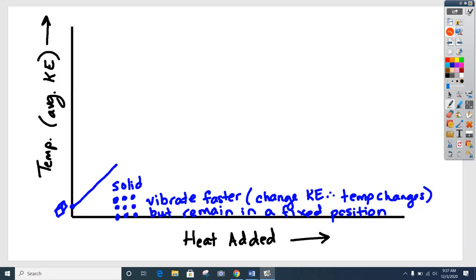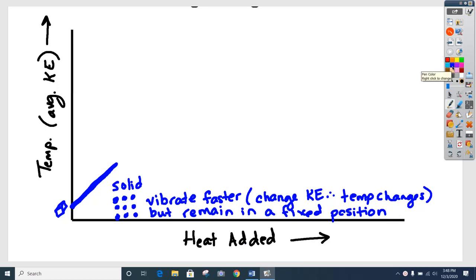So as we move up this graph from left to right, what I'm saying is that your molecules remain in the same spot, but they start to wiggle faster and faster and faster, vibrate faster. Therefore, they are moving faster. So you are changing kinetic energy. In this case, we are increasing kinetic energy, and therefore our temperature increases as well. So you should see, as you got that pot of ice on the stove, as it continues to heat, you will see the temperature increase.